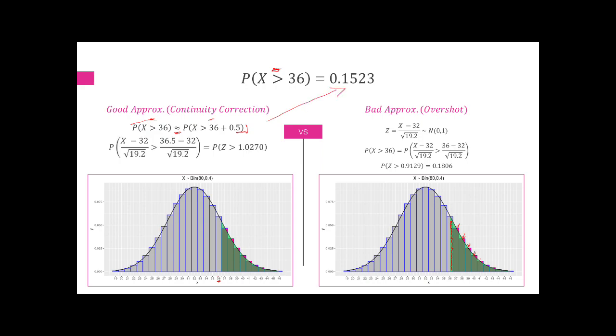We go and say, okay, so we standardize everything, and we see that we're looking at z is greater than 1.0270, and if you look at that, you've got 1.522, and so now we've suddenly gotten 3 degrees of accuracy, as opposed to none in the first bad approximation or the overshooting version.